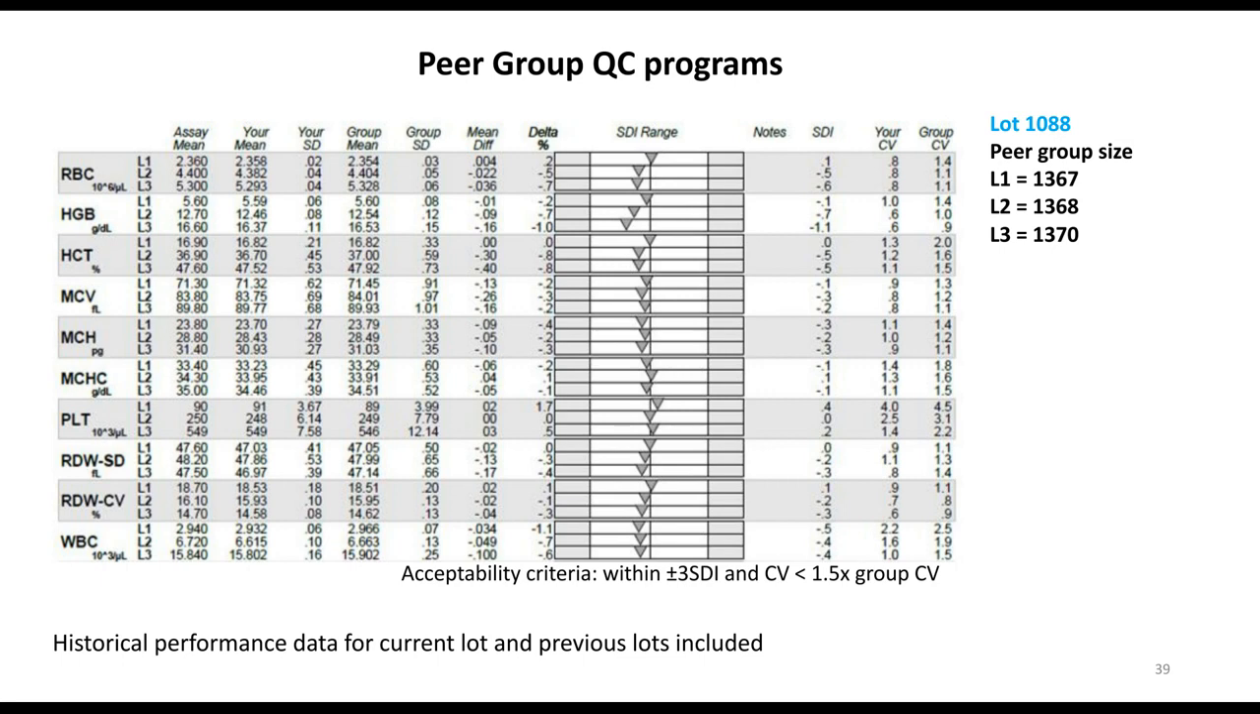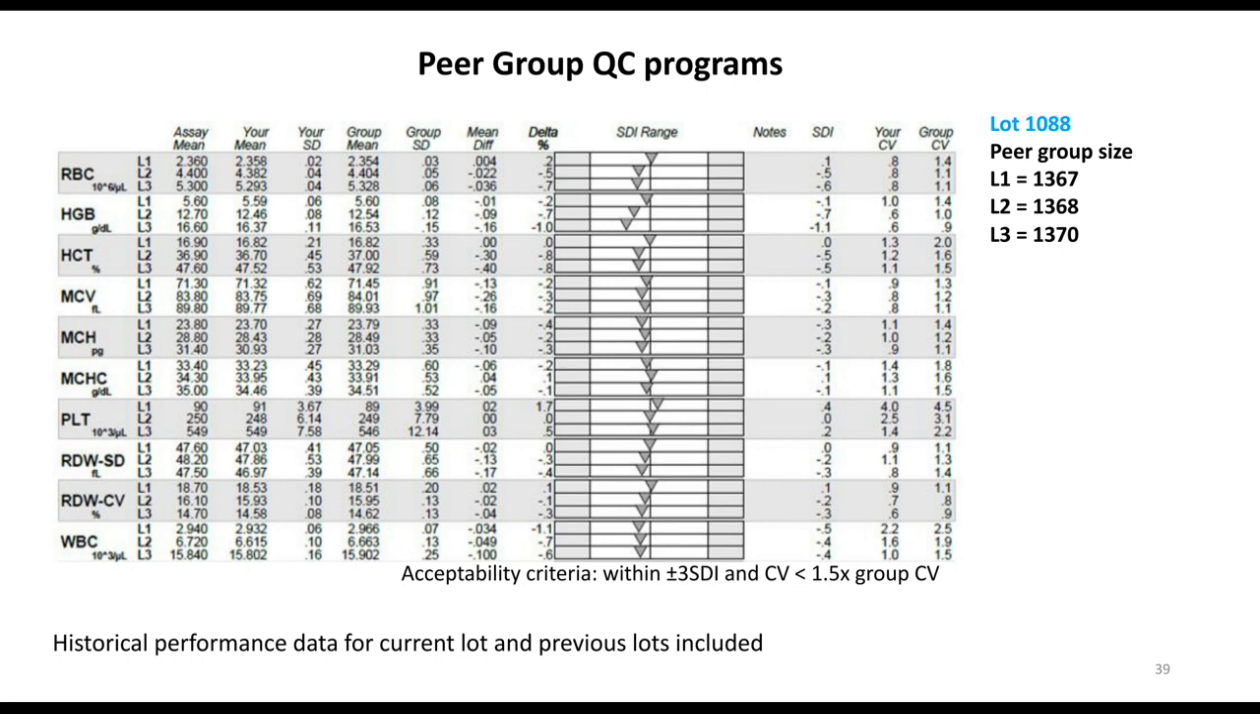So this one is from Sysmex for CBC analytes. The triangles are the lab's QC results. The middle line is the peer group mean, and the white boxes are the limits of acceptability. So in this program, the limits are plus or minus 3 SDIs from the mean of the peer group. Historical data for that lot and previous lots are also provided.